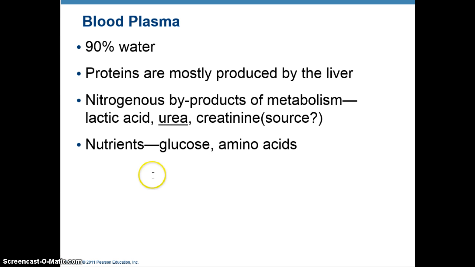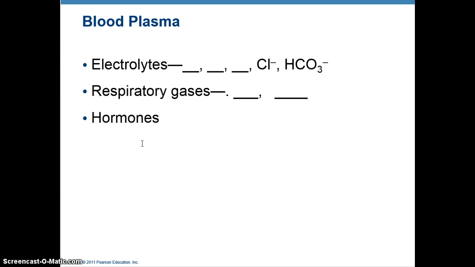There's also a lot of nutrients that float around in your bloodstream, glucose, amino acids. Then you have things like electrolytes. I've got 3 blanks here. If anybody can think of electrolytes, they might be things like sodium, potassium, calcium, respiratory gases. You breathe in oxygen, you breathe out CO2. And then all of those hormones from chapter 16 are floating around in your bloodstream. So there's all of this stuff that gets transported in the plasma.